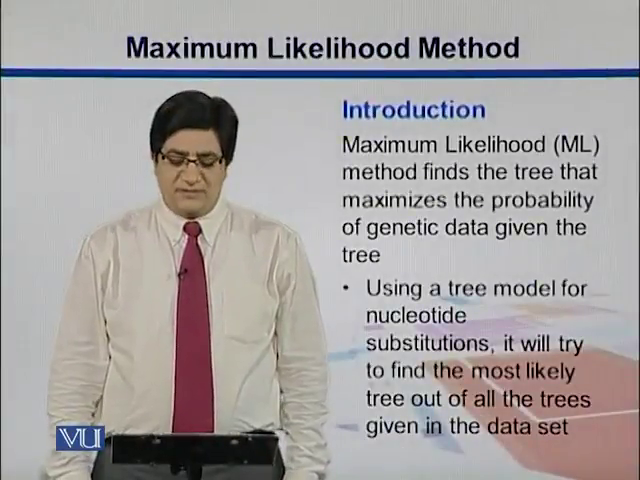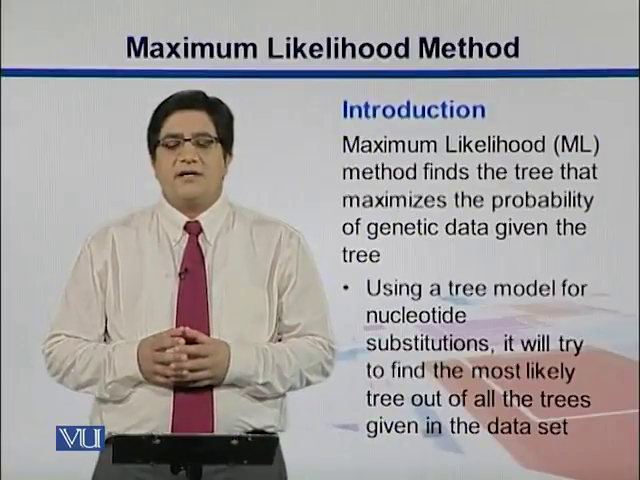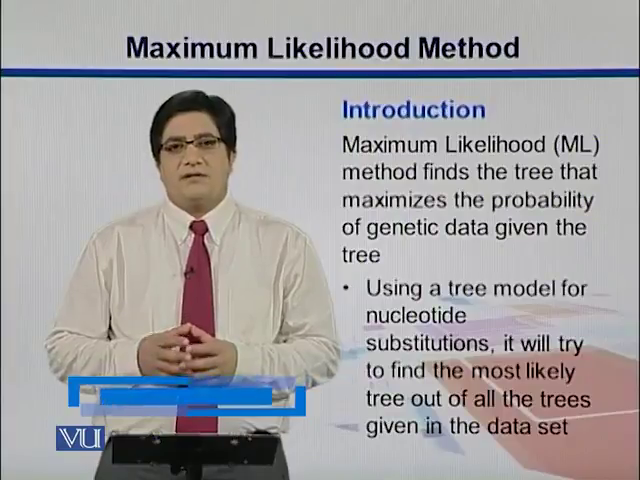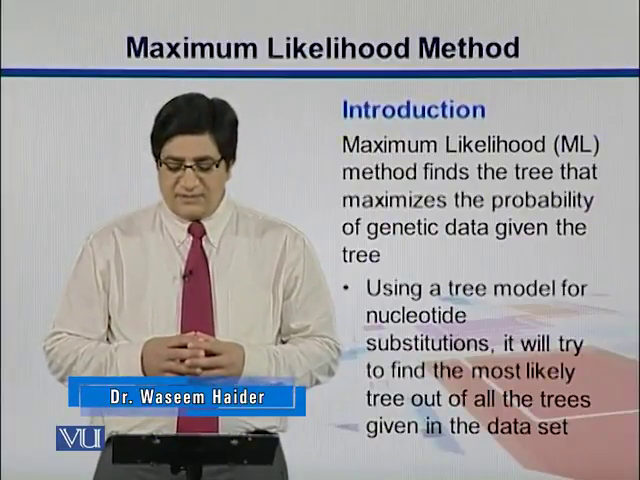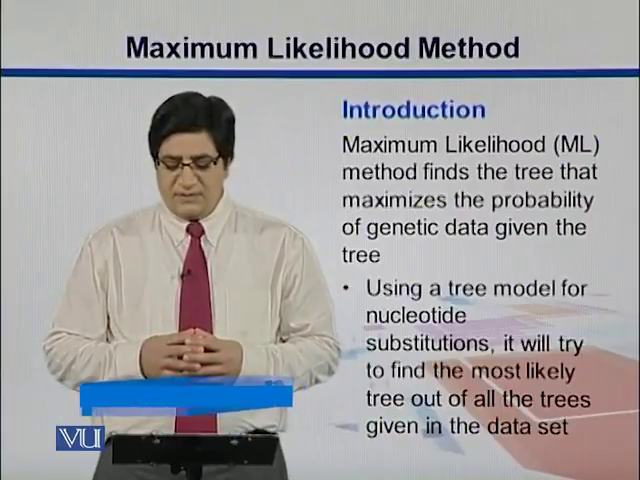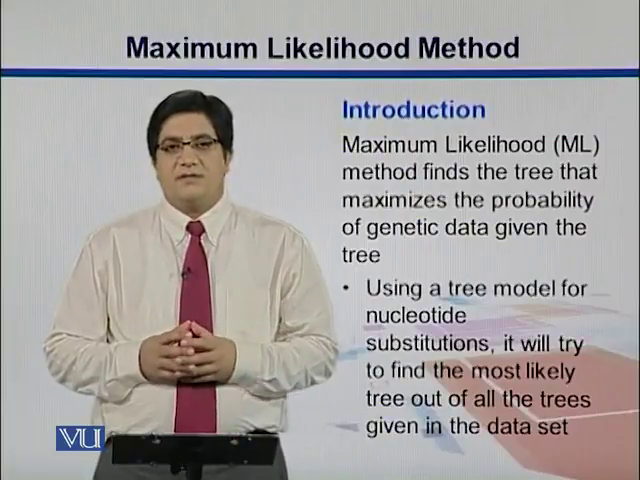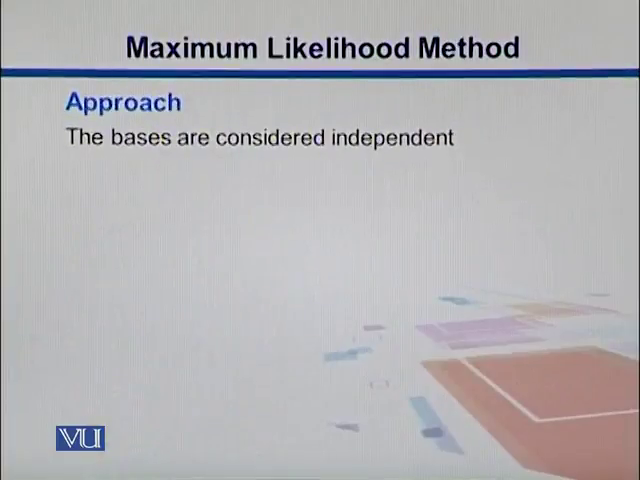Maximum likelihood methods try to find the tree that maximizes the likelihood of the given genetic data while considering all possible trees. By using a tree model for nucleotide substitutions, it tries to find the most likely tree out of all trees in a given data set. So this approach can be presented in these points.